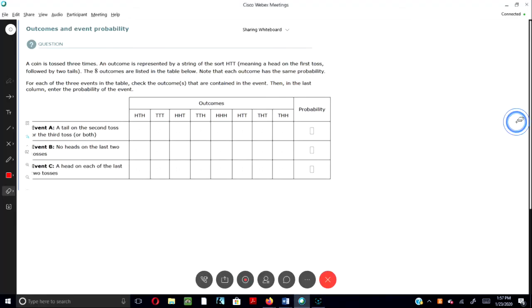Outcomes and event probability. A coin is tossed 3 times. An outcome is represented by a string of the sort HTT, meaning a head on the first toss, followed by 2 tails. The 8 outcomes are listed in the table below. Note that each outcome has the same probability.